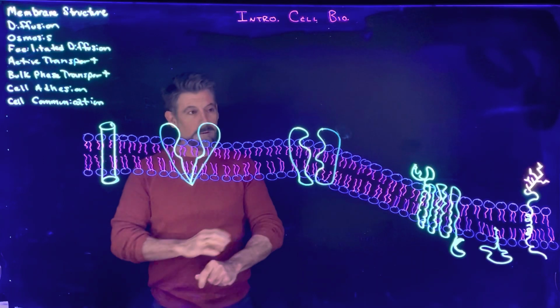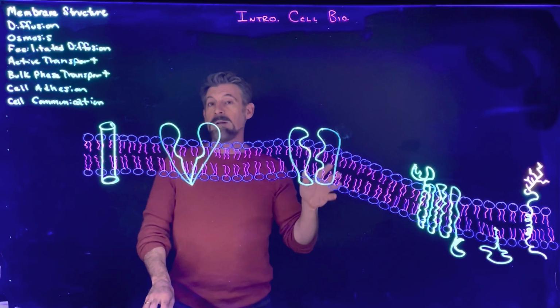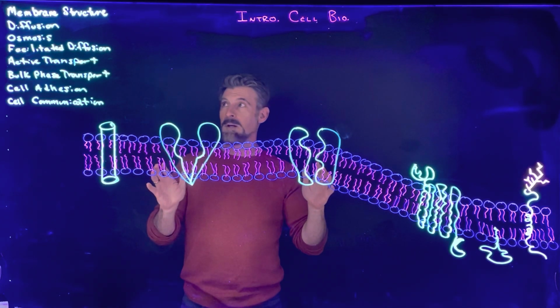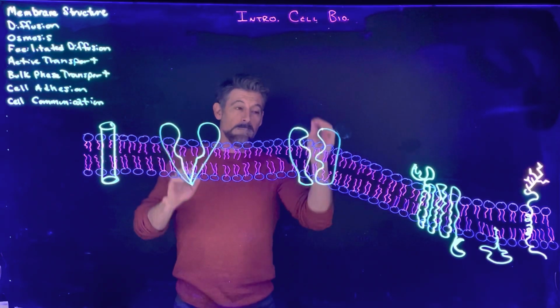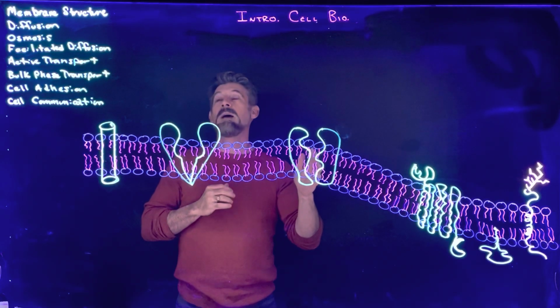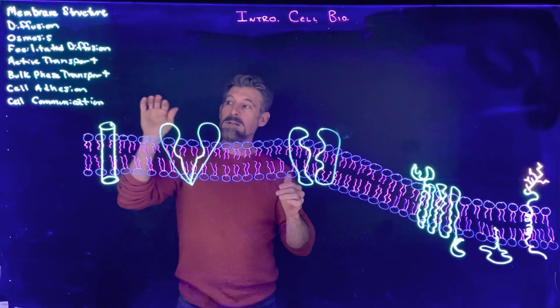I lost it. So I'm going to go through and do a review for material that's on the second exam in our course, which focuses on membranes. So we're covering membrane structure, then movement across a membrane, diffusion, and osmosis. And then we're looking at facilitated diffusion, active transport, bulk phase, cell adhesion, cell communication.